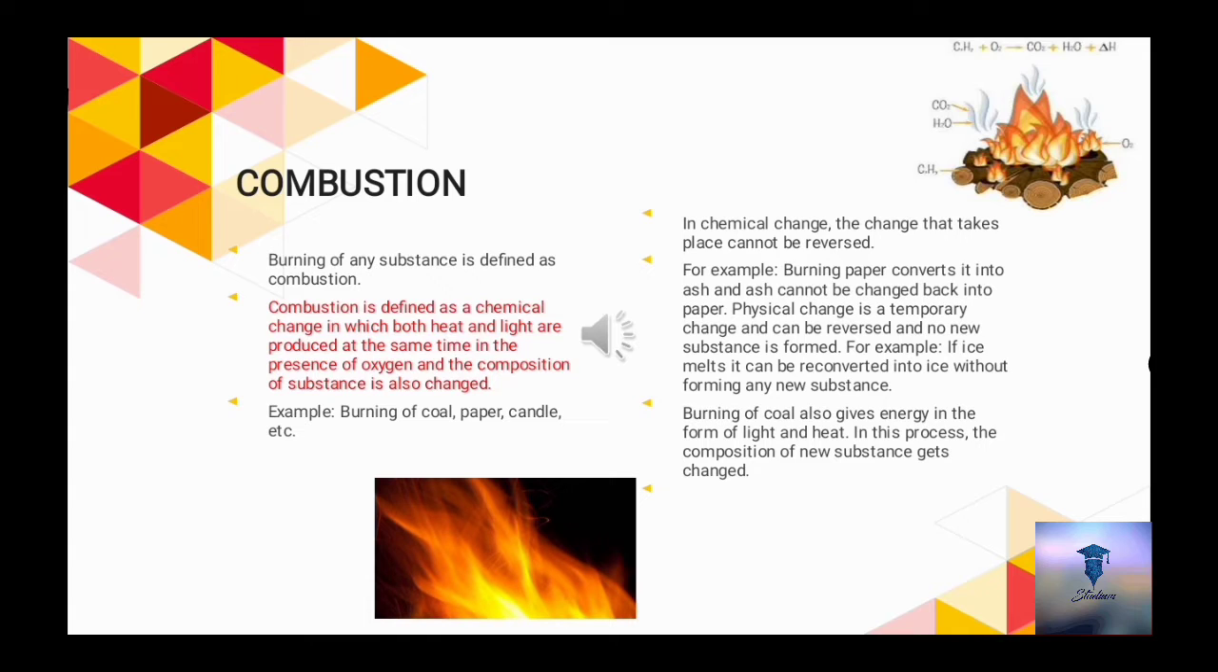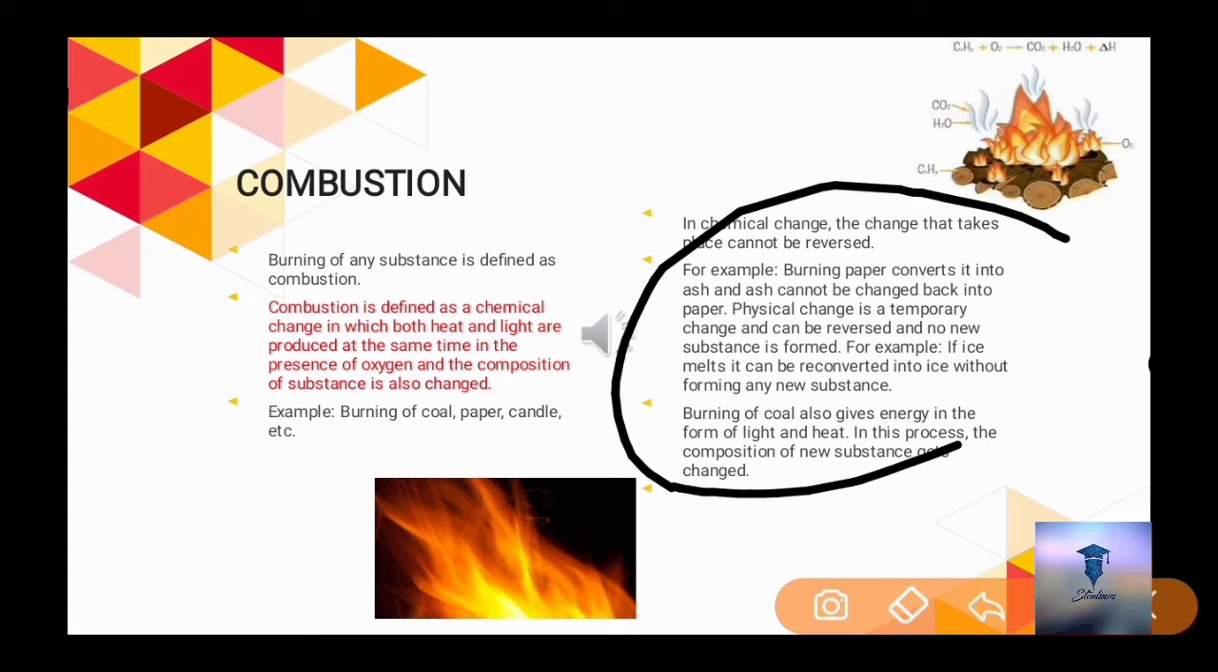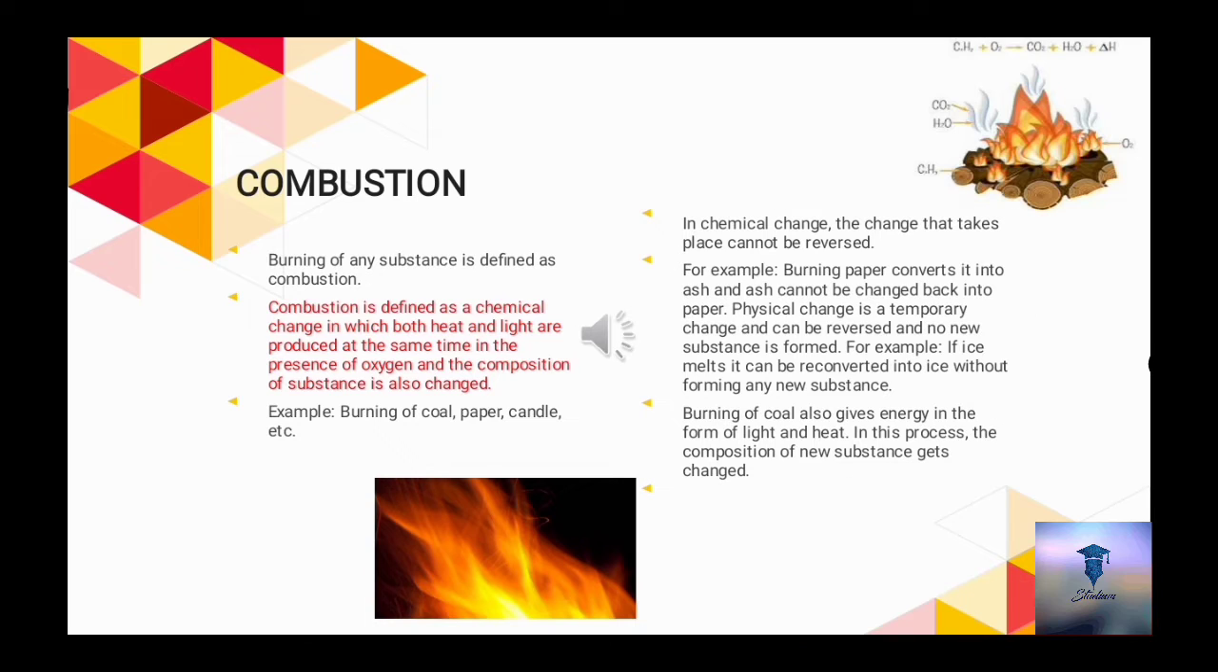In chemical change, the change that takes place cannot be reversed. For example, burning paper converts it into ash, and ash cannot be changed back into paper. Physical change is a temporary change and can be reversed, and no new substance is formed. For example, if ice melts, it can be reconverted into ice without forming any new substance. Burning of coal also gives us energy in the form of light and heat. In this process, the composition of the substance gets changed.